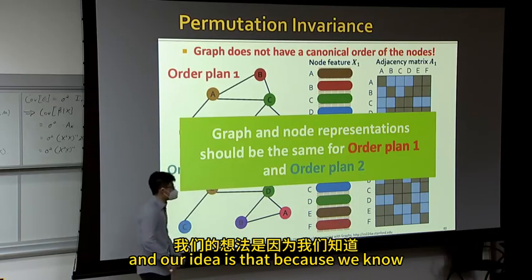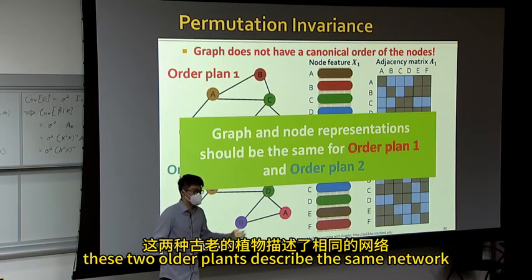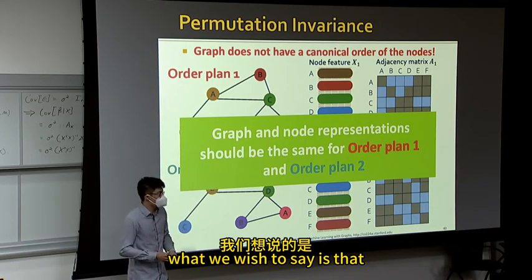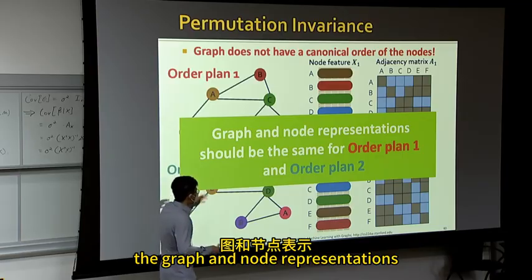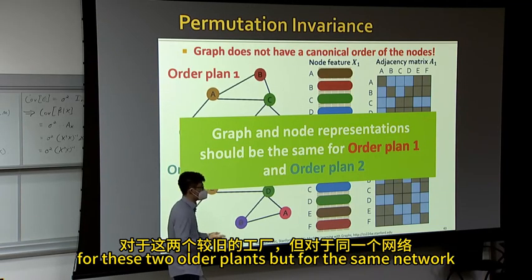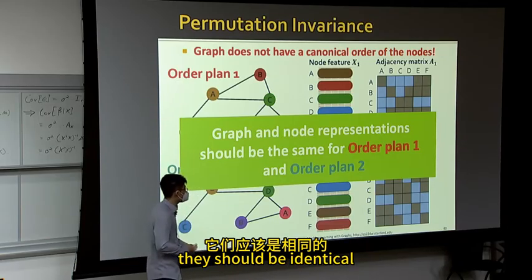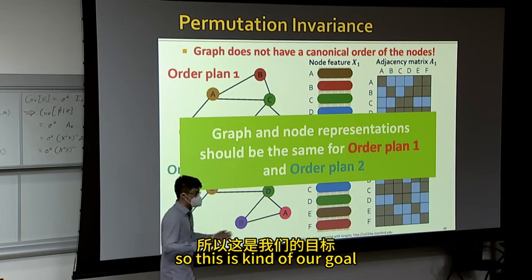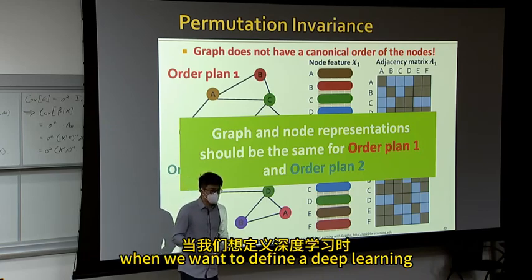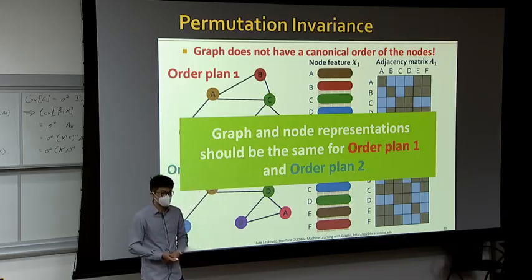Because we know these two order plans describe the same network, what we wish to say is that the graph and node representations for these two order plans, for the same network, should be the same. They should be identical. This is our goal when we want to define a deep learning method for graphs.